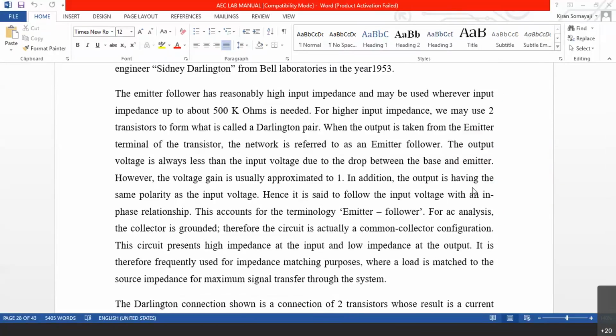In addition, the output has the same polarity as the input voltage, because in the case of emitter follower, there is no phase shift, as you already know. It is discussed in the theory classes. Hence, it is said to follow the input voltage with an in-phase relationship. This accounts for the terminology emitter follower.